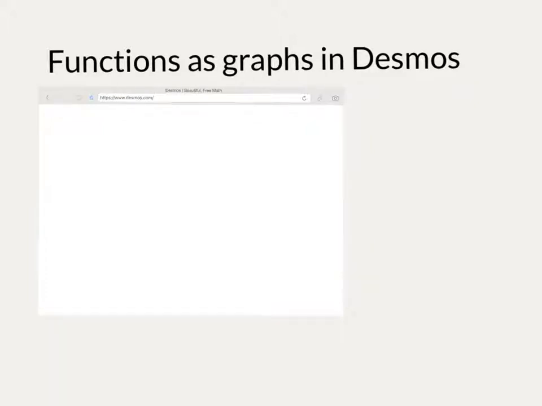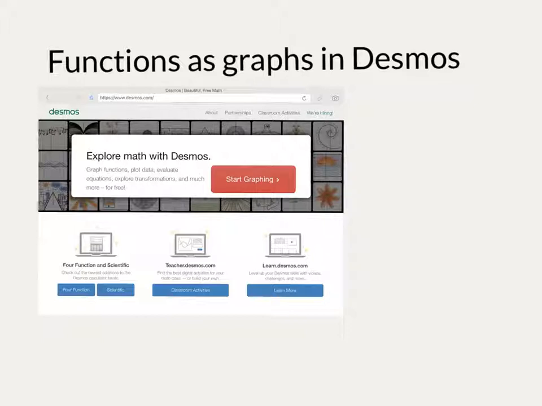So this is the browser version of Desmos. If we click that, what you'll see is this web page, and at the top it says Desmos is beautiful free math. So this is a graphing calculator. It does a lot of stuff, just like your TI-84 calculator, but it does a whole lot more than that, and it's free. So we're going to use it a lot this semester. If you have internet access, using your browser window is going to be totally fine.